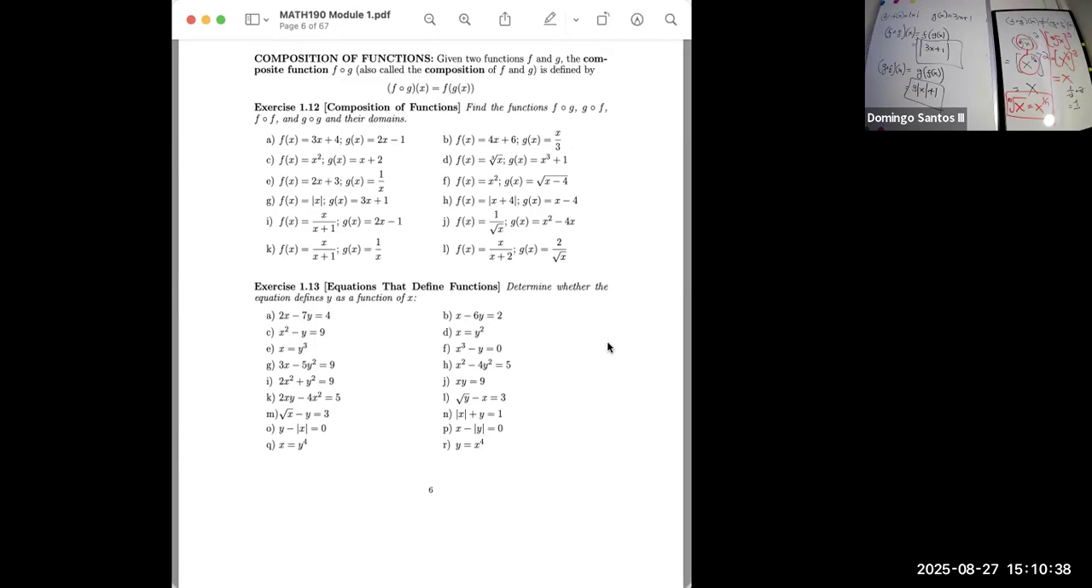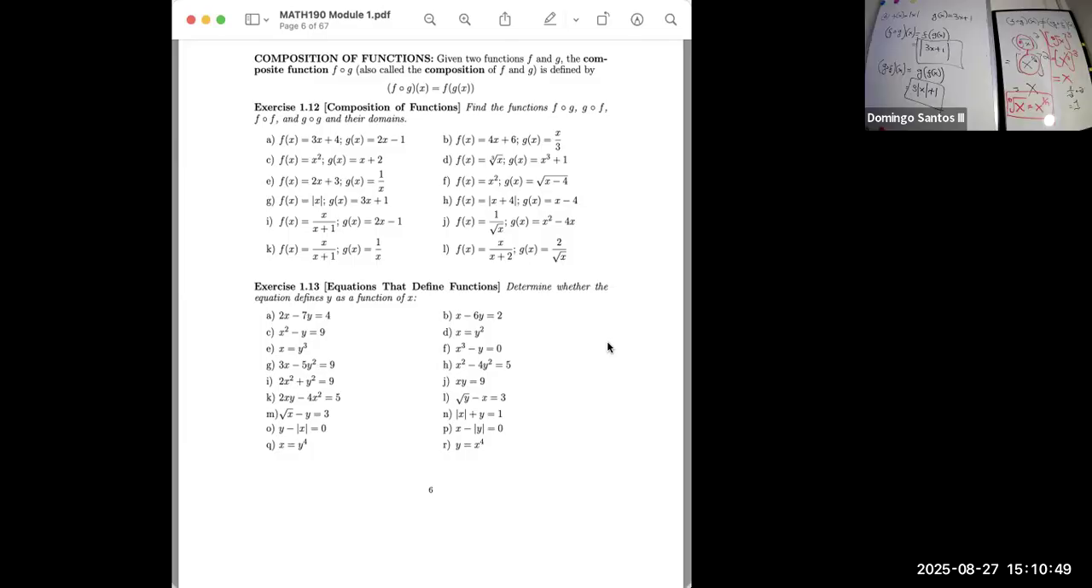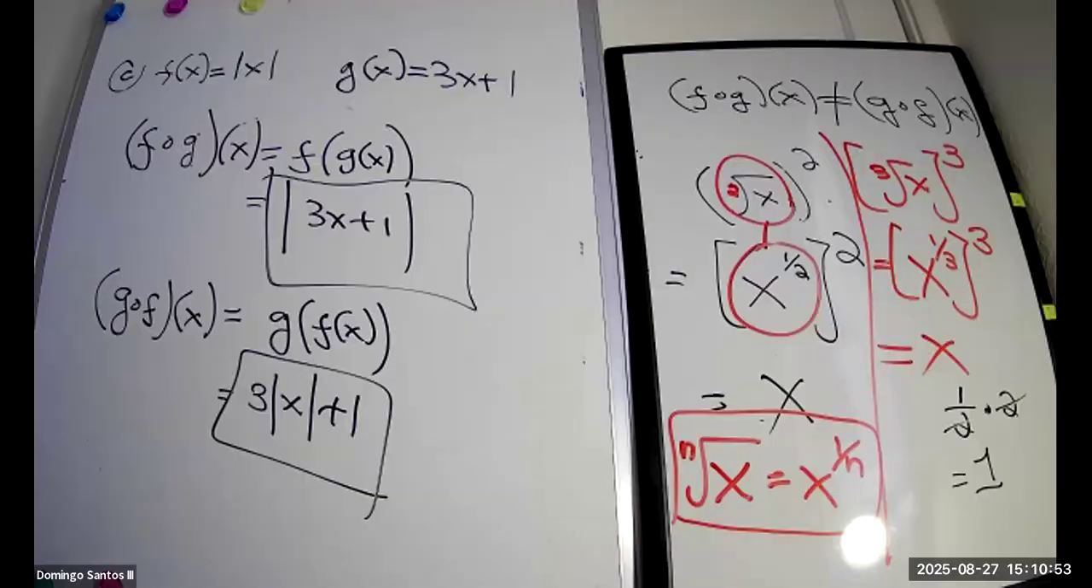Okie dokie. So don't overthink on this, okay? Now, Hassan, can you read 1.13, please? Determine whether the equation defines y as a function of x. Okie dokie. Y as a function of x. Do you remember the definition of a function, Hassan?